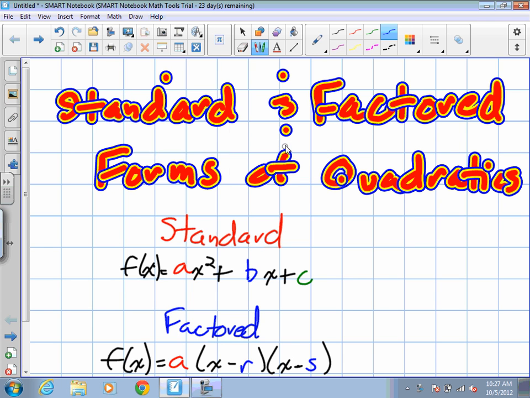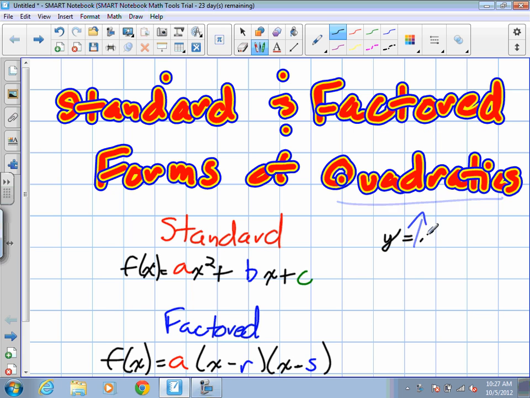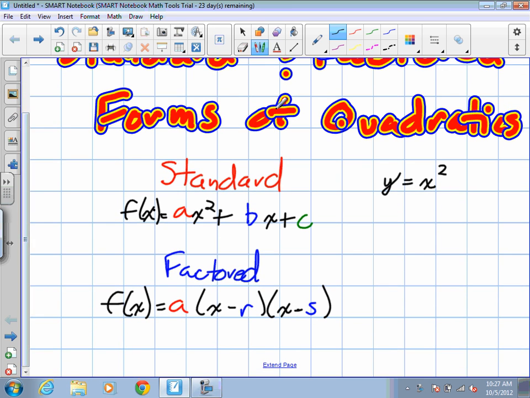Okay, so like I said before, we're going over standard and factored forms of quadratics. Quadratics, if you guys recall, are essentially this equation, y equals x squared. And then there's many different variables that can be included into the quadratic so that when we're graphing it, it's at different points along the graph. These are the two forms we're going to focus on today.